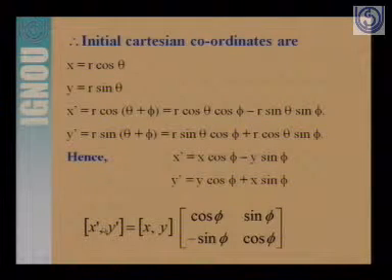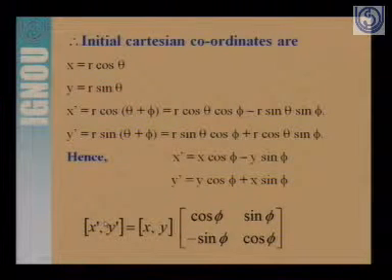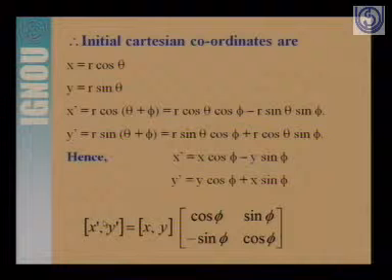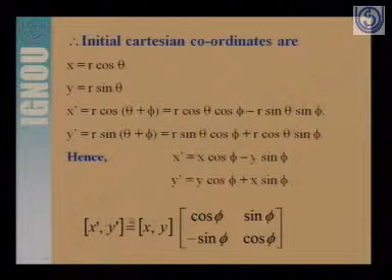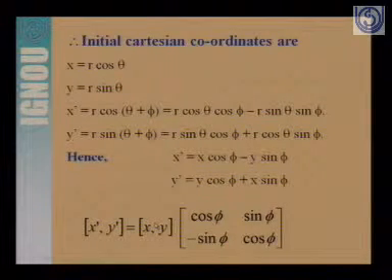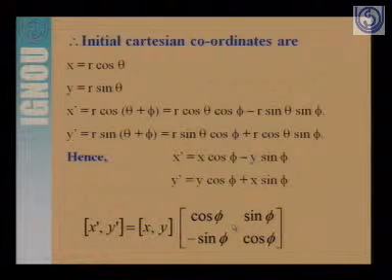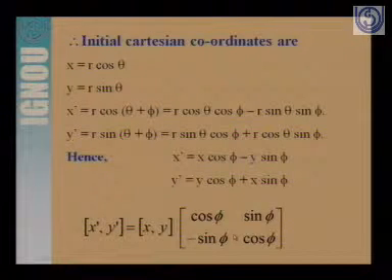So x dashed, y dashed is the coordinate for the point A after rotating the line through an angle phi with respect to the origin, and it is equal to the initial coordinates multiplied by the transformation matrix, that is cos phi, sin phi, minus sin phi, cos phi. So with this technique we can easily find the final coordinates for any point after rotating.